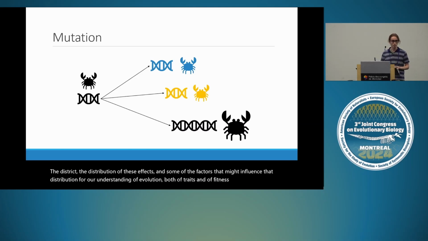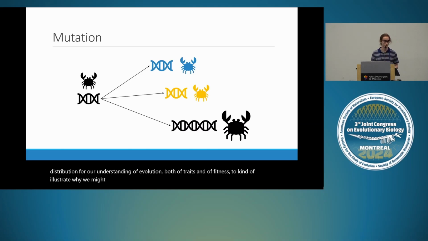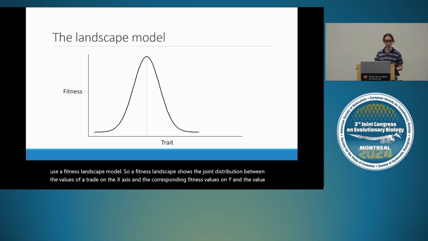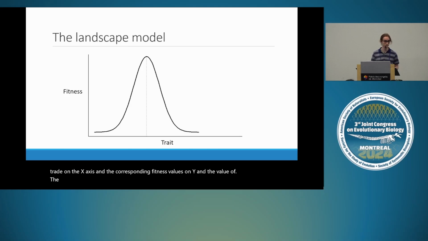To illustrate why we might expect the distribution of mutational effects to change, I'm going to use a fitness landscape model. So a fitness landscape shows the joint distribution between the values of a trait on the x-axis and the corresponding fitness values on the y-axis. And the value of the trait that has the highest fitness, which is indicated by the dashed line up there, is called the fitness optimum.